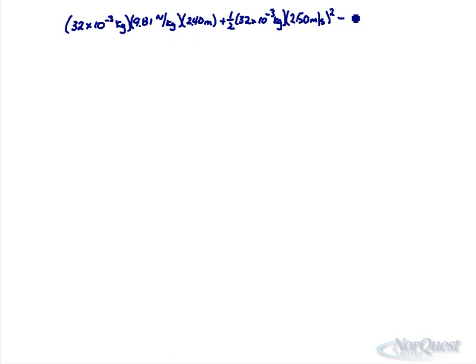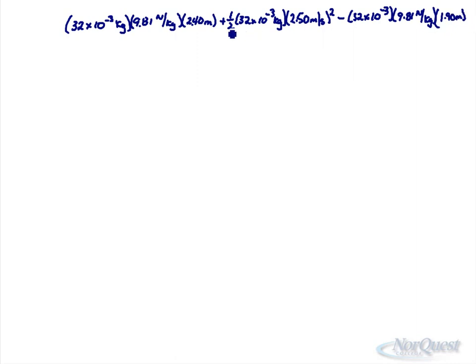And now we're going to subtract the mass, 32 times 10 to the negative 3, times 9.81 newtons per kilogram. And I'm just going to squeeze this in. The height at C was 1.90 meters.